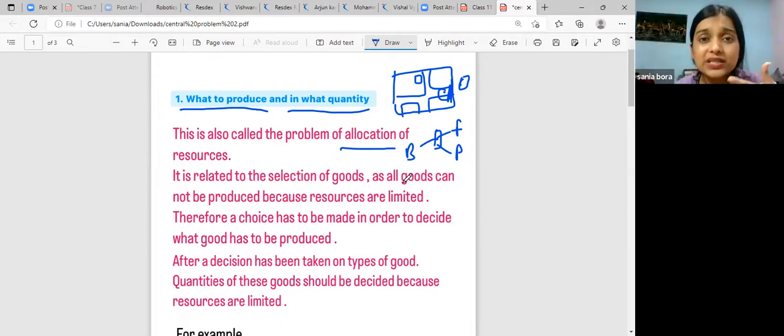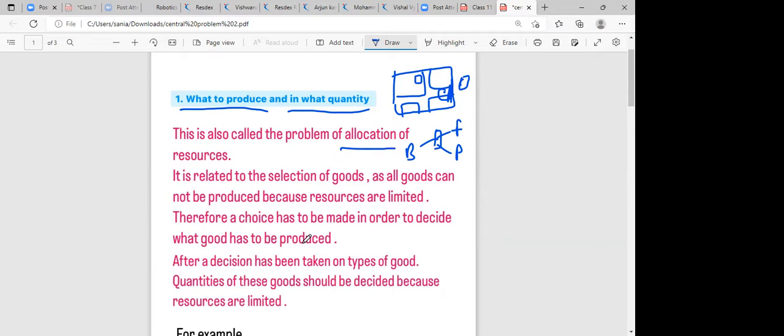Why are you selecting the goods? Because all the goods cannot be produced, right? Because we have limited resources. Therefore, a choice has to be made in order to decide what good has to be produced. Okay.